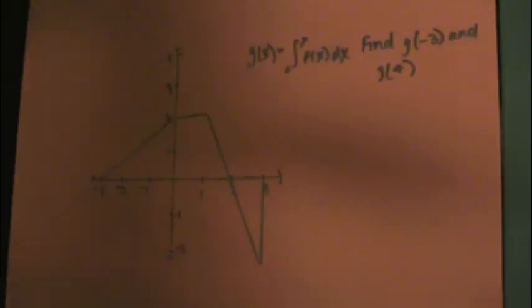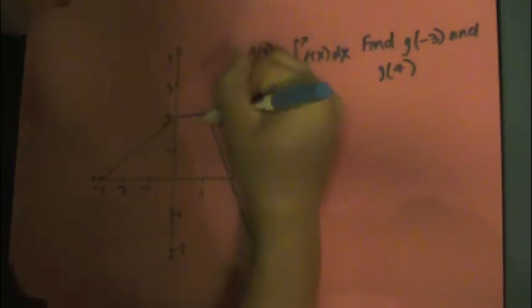Here we go. For this problem, you're finding g of -3 and g of 4 if g of x is the integral from 0 to x of f of x dx. So for this problem, you're using geometrical shapes. You're using a triangle, a rectangle, actually using 3 triangles and a rectangle. So the triangles are here, there's a rectangle here, triangle there, and a triangle there.